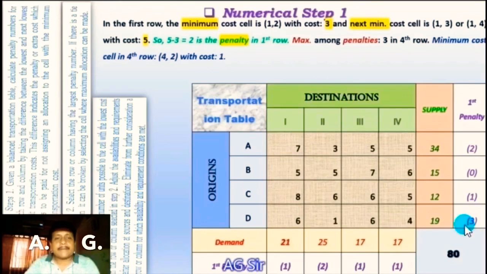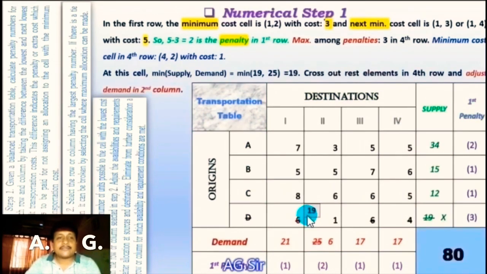Next, what you should do? You have determined the maximum penalty at this position. So along this row, you find out the least cost cell. Among these 4 cells, the least cost cell is 1. Okay, the least cost cell is this cell with cost equal to 1. At this cell, the supply is 19, whereas the demand is 25. So how much can you allocate? The minimum of these two values, that is the minimum of 19 and 25, that means 19. So you can allocate 19 at this cell.